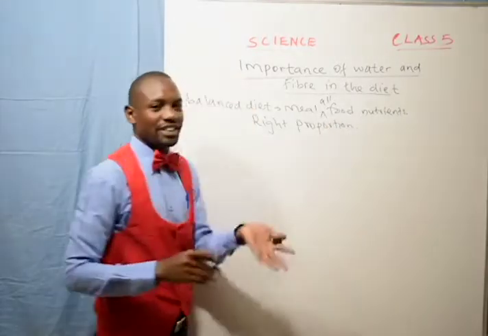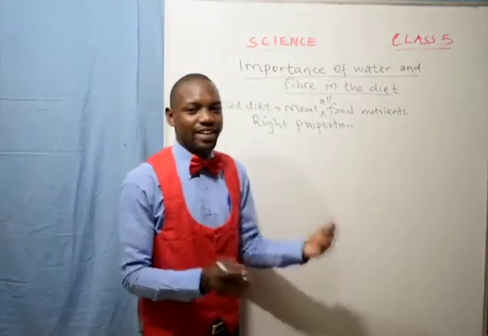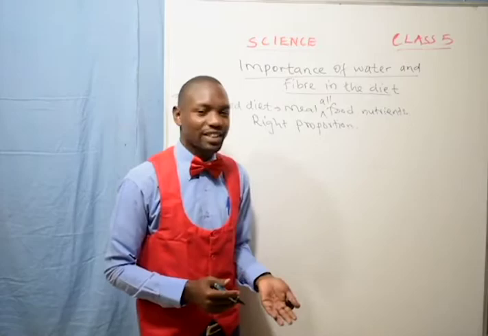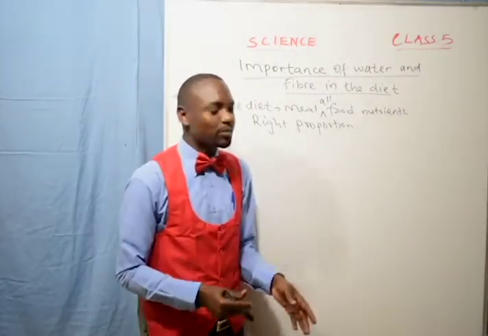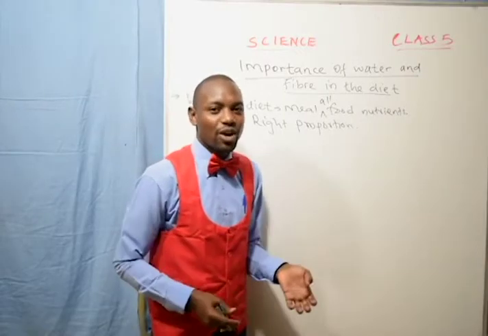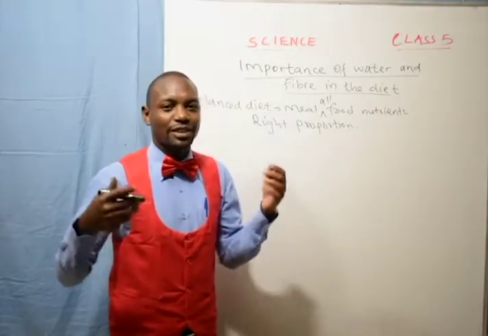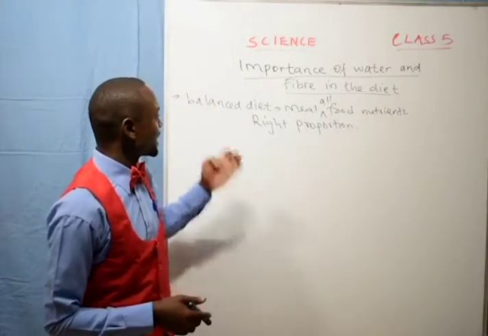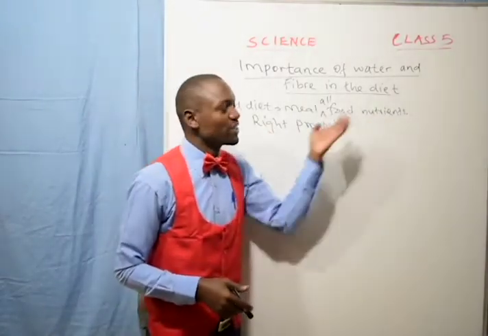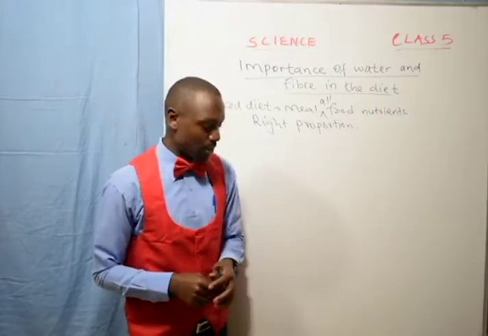Don't take too much energy-giving foods and take very less protective foods. Don't take too much proteins. You eat 2 kilograms of meat alone and then you eat just a small slice of ugali. That is not a balanced diet. It should contain all the food nutrients and in the right proportion.